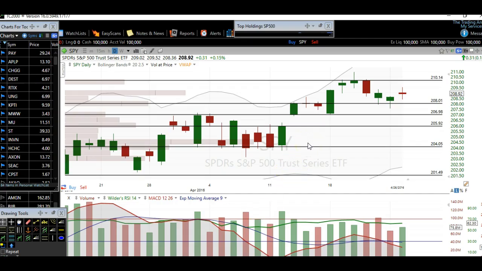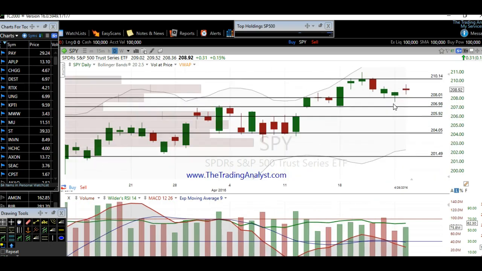All right, so we're going to take a look at a few charts. I'm going to start off with the S&P 500. Really simple levels here to play with, okay? We've got 210 as resistance. We've got 208 as support. And if we break either of these levels, we're going to head higher or lower. So a break of 210, we're going to head higher. A break of 208, and we're going to head lower.